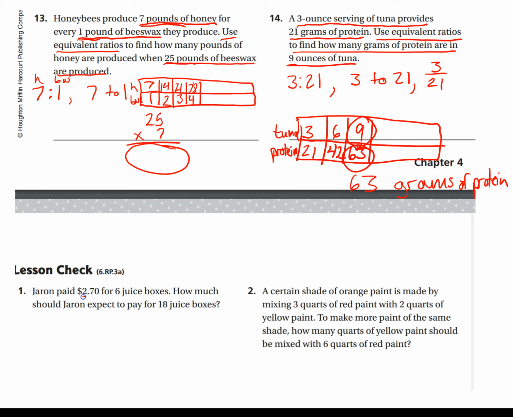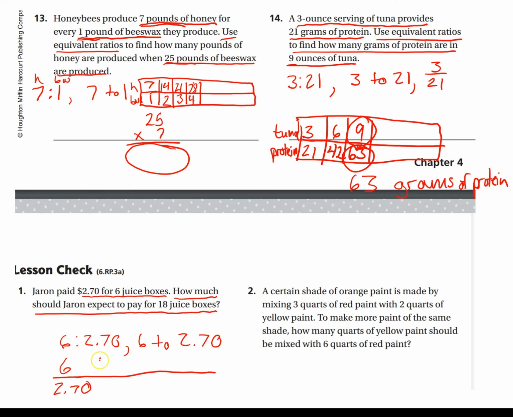Okay, Jaron paid $2.70 for 6 juice boxes. How much should Jaron expect to pay for 18 juice boxes? Well, again, this is really just a ratio: 6 to 2.70, or 2.7 if you wanted to write it that way. I could write it as 6 to 2.70, or as a fraction, 6 over 2.70, and then I can make a chart again.